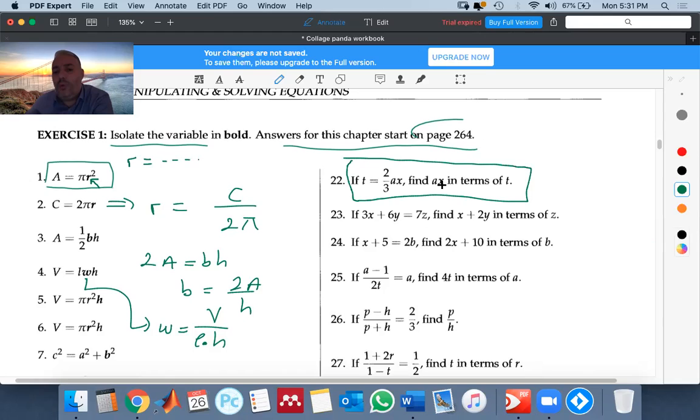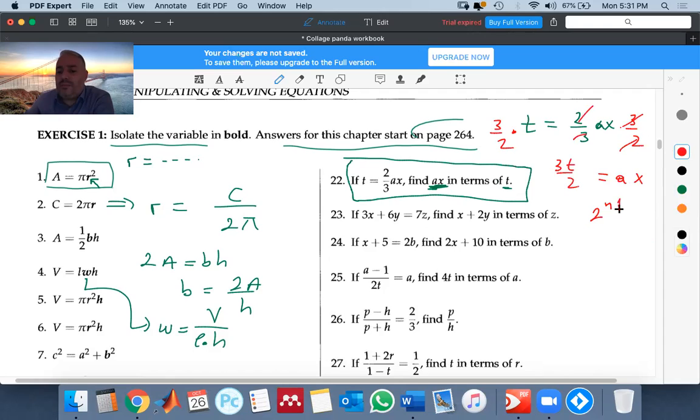Like this. What is AX in terms of T? So, T is equal to 2 over 3 AX. Easy way. You need AX, right? So this is the problem. Eliminate the problem. 3 over 2, 3 over 2. AX equals 3T over 2. Finish.